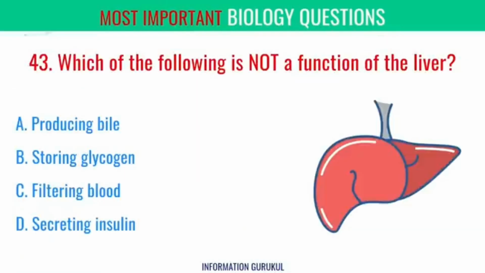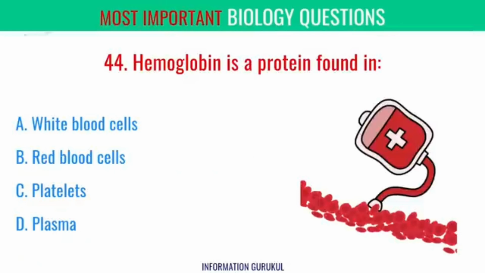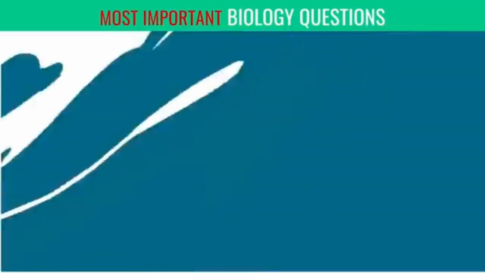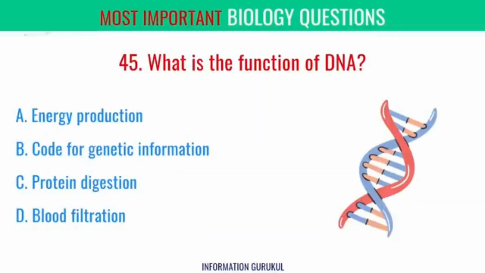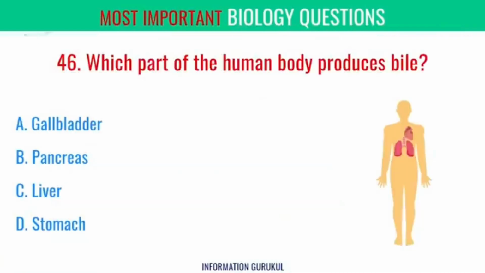Which of the following is not a function of the liver? Secreting insulin. Hemoglobin is a protein found in red blood cells. What is the function of DNA? Code for genetic information. Which part of the human body produces bile? Liver.